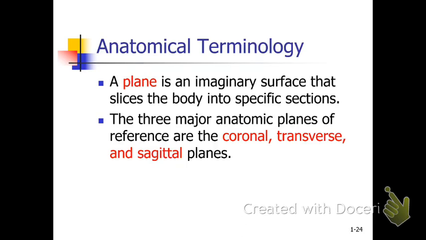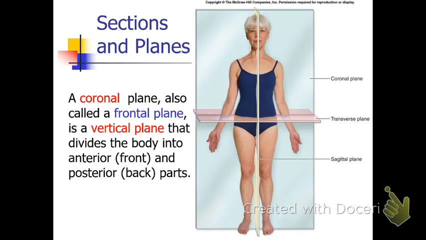There are 3 major anatomical planes that we'll be using and discussing a lot this semester: coronal, transverse, and sagittal. And let me just point out the spelling on sagittal. It's 1 G and 2 T's. That is one of the most misspelled words of the semester. Let me describe each of those planes for you.